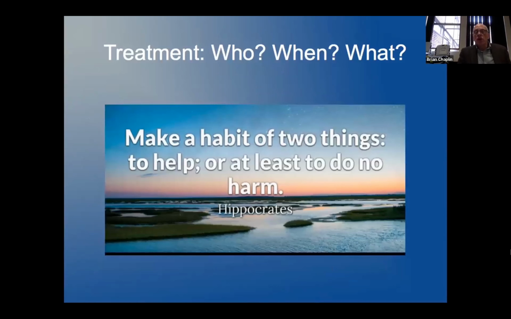So treatment, who are we going to treat? When are we going to treat? And what are we going to treat?